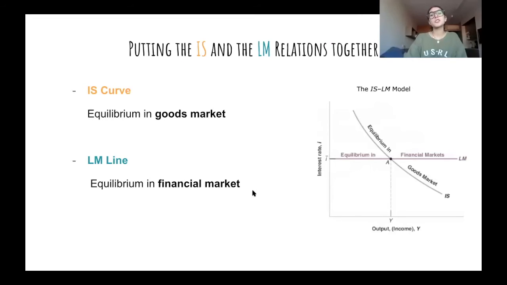So now we are going to talk about putting the IS and the LM relations together. Any point on the downward sloping IS curve represents the equilibrium in the goods market, and any point on the horizontal LM line shows the equilibrium in the financial markets. In the graph, we can see that at point A, the intersection, both equilibrium relations are satisfied.